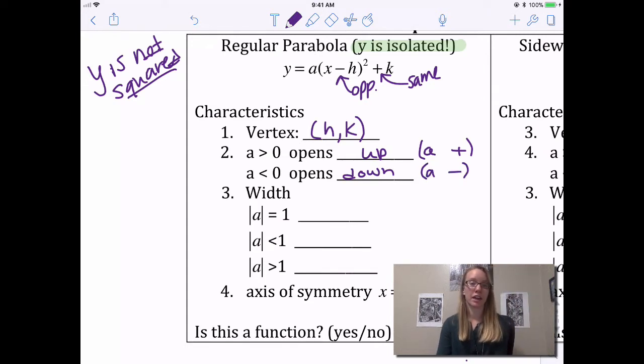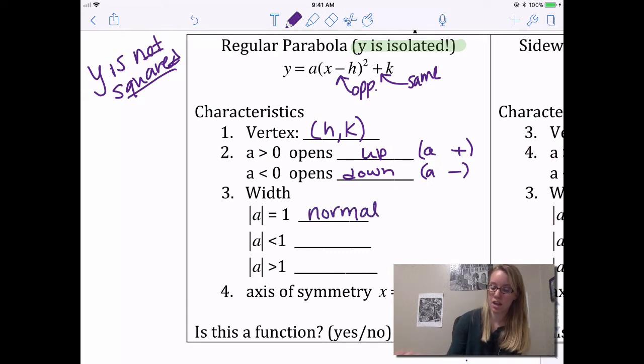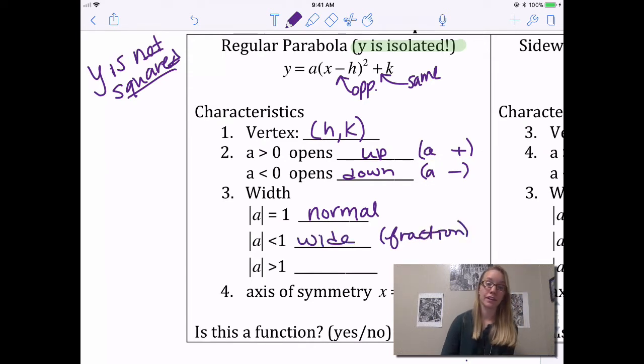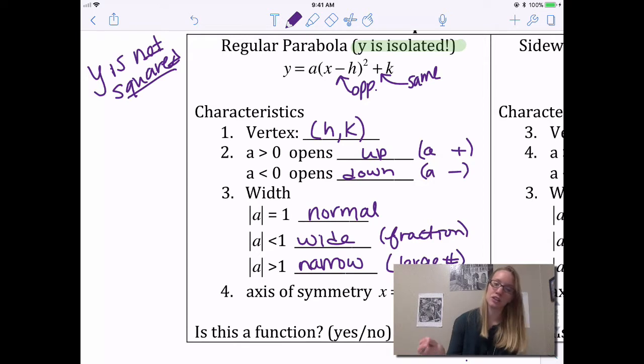The other thing we look at for a is the actual number. So we don't worry about whether it's positive or negative, just the absolute value. If a is equal to 1, this is normal. If a is less than 1, this is like a fraction, then it's wide. And if a is greater than 1, it is narrow. So this is like a whole number or a large number. And when I say large number, I could mean 2, 3, 4. It doesn't have to be like a huge number like 100.